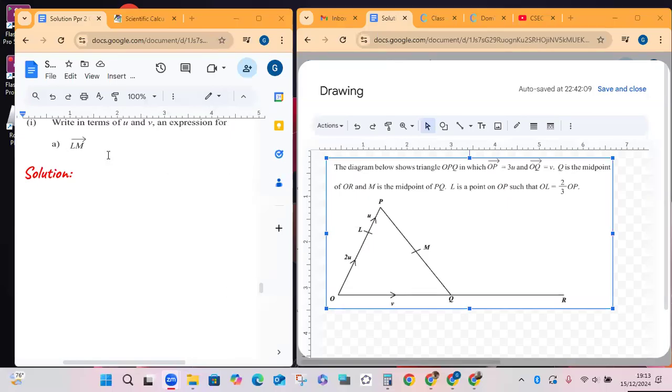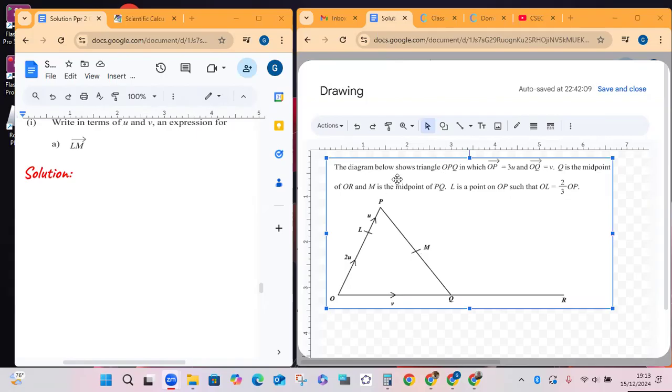This question says, write in terms of u and v an expression for the vector LM. So that's a vector question. Anytime you see an arrow above two letters like this, the word is vector LM, from L to M. So here is L and here is M. Now we've got to read the information.